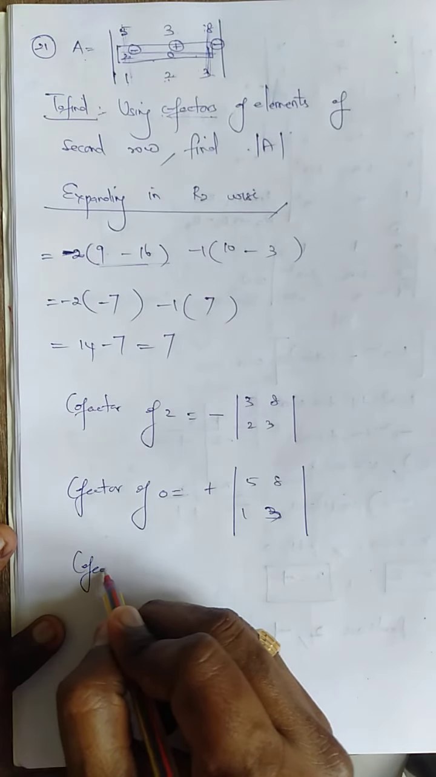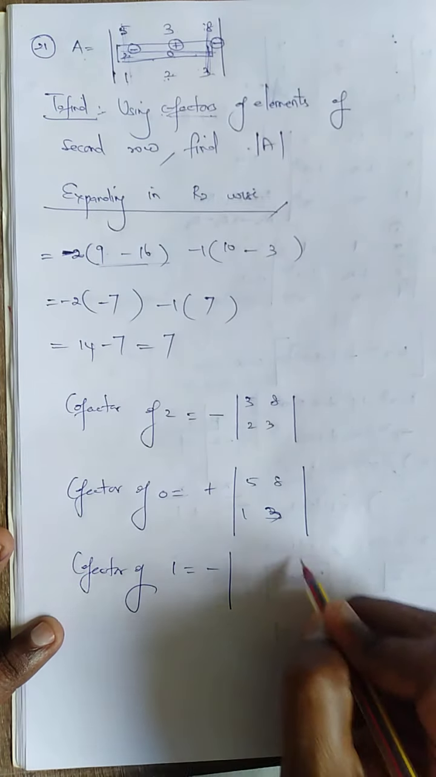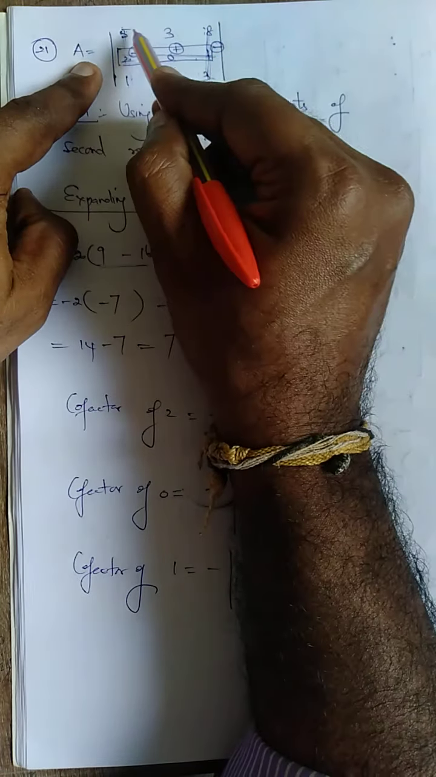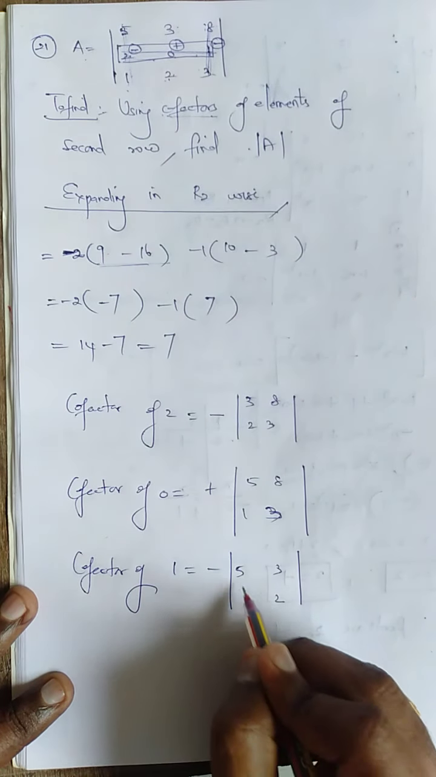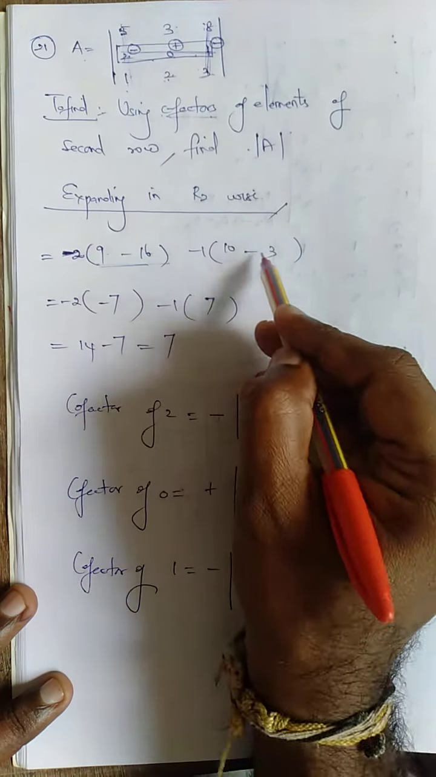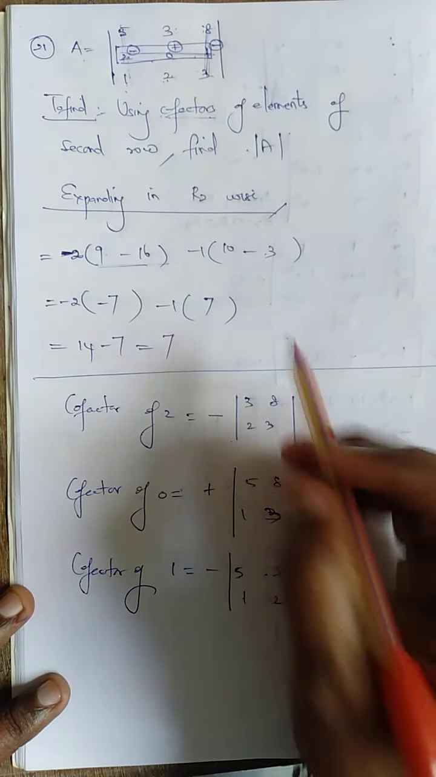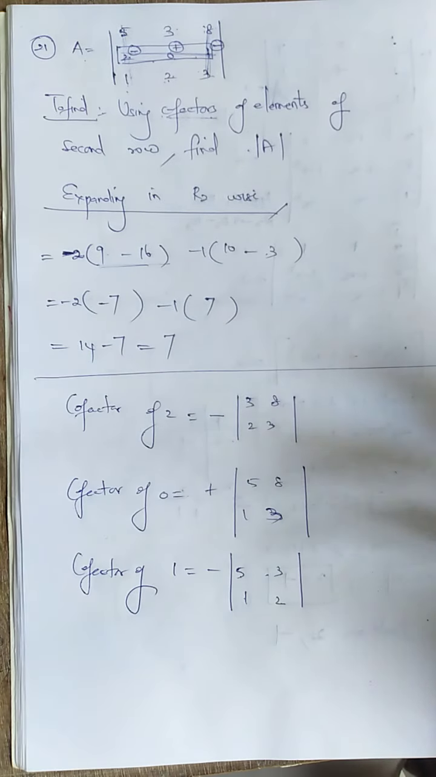If you want to find the cofactor of 1, put minus, because the signs are plus minus plus. The cofactor of 1 is nothing but 5 3 1 2. 5 2s are 10, 1 into 3 is 3. This one I just wrote the cofactor, that's all. You can stop the sum here itself. I just found the cofactor and told how we can find the cofactor.